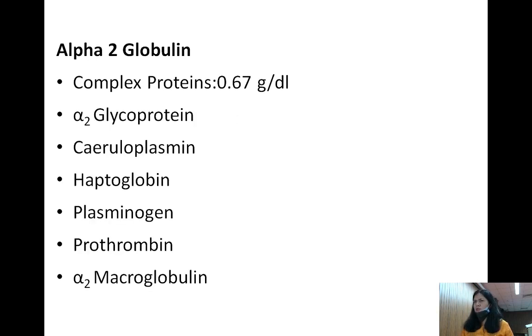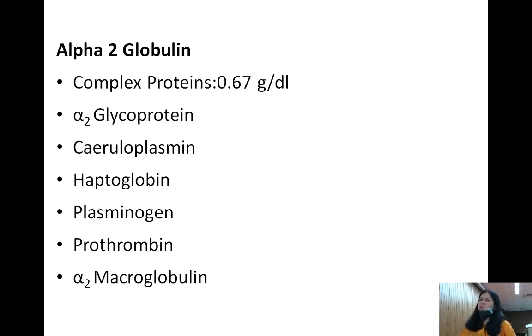In the alpha 2 region, you have the proteins like alpha 2 glycoprotein, ceruloplasmin. What is ceruloplasmin? It is a protein which stores copper. So when there is deficiency of ceruloplasmin, the copper gets deposited in various organs, like in the lens, in the brain, and it leads to a condition known as Wilson's disease or Wilson's hepatolenticular degeneration.